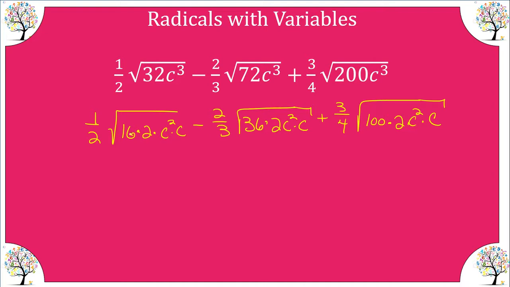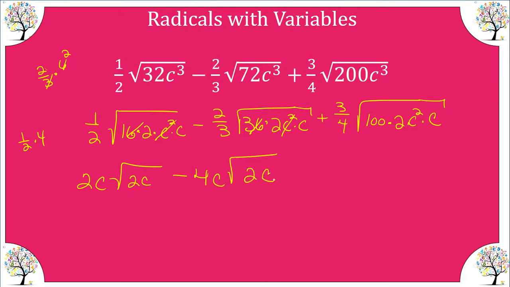We take the square root of 16, which is 4. 1/2 of 4 is 2. I'm going to take the square root of c squared, which is c. So I have 2c left as my radicand, minus the square root of 36 is 6. So I have 2/3 times 6. I can cross simplify. 3 goes in 6 2 times. 2 times 2 is 4, and it was minus. Then I take the square root of c squared, which is c, and then I have 2c as my radicand, plus 3/4 times this radical.